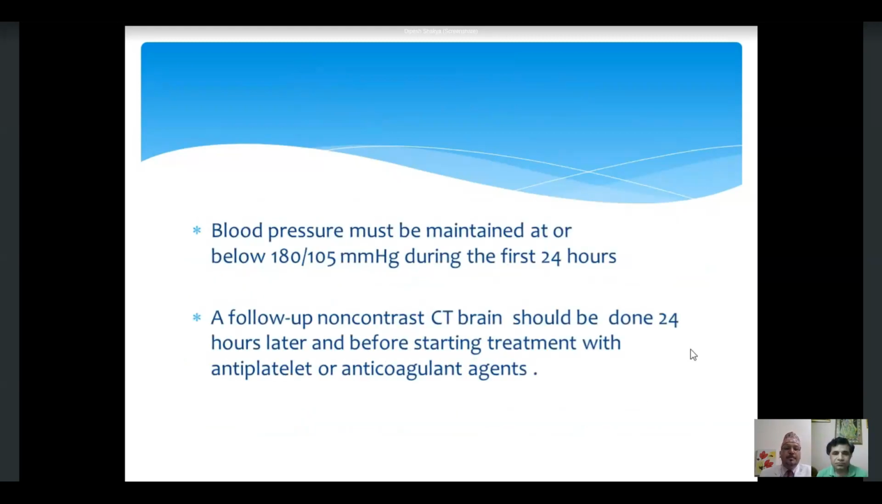Blood pressure should be maintained at or below 180 by 105 mmHg during the first 24 hours. If you are not able to control it, start the antihypertensive infusion as we discussed before. A follow-up non-contrast CT scan should be done 24 hours later and before starting treatment with antiplatelet or anticoagulant agents. So a CT scan should be done 24 hours after the treatment.